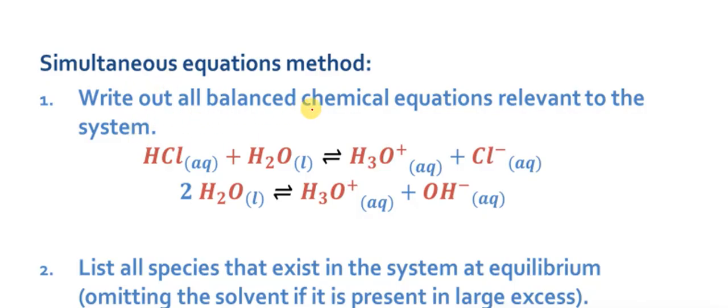First of all, write down all the balanced chemical equations relevant to the system. HCl dissolves in water. We suppose HCl as a weak acid. HCl dissolves in water and forms the hydronium ion and chloride ions. We know that water also contributes to the hydronium ion. How? Because of its self-ionization. Somewhat, water also contributes to form the hydronium ion.